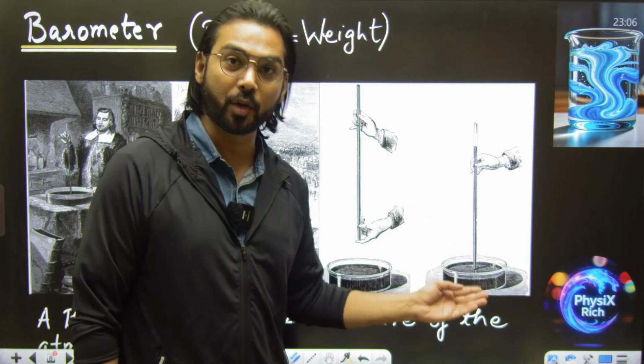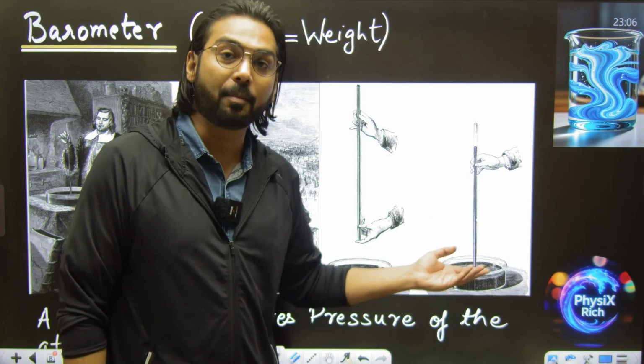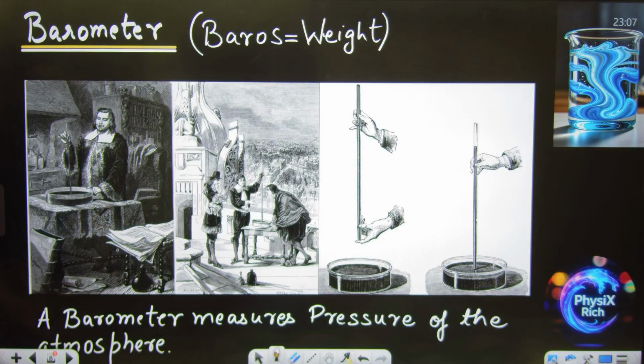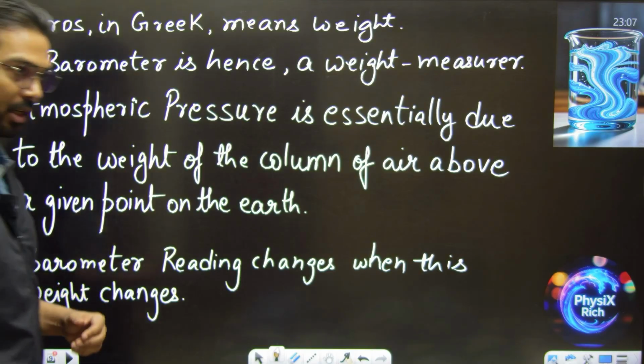Because what we are doing, we are actually seeing the barometer in action. So a barometer measures the pressure of the atmosphere. And how does it do that? That is what we will try to understand.